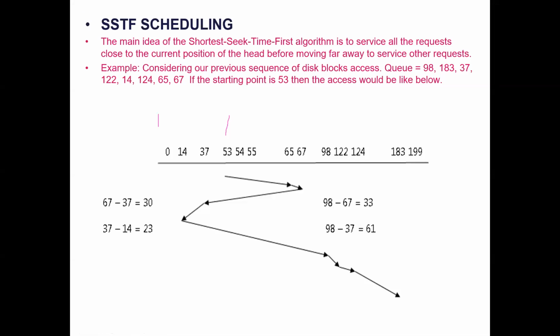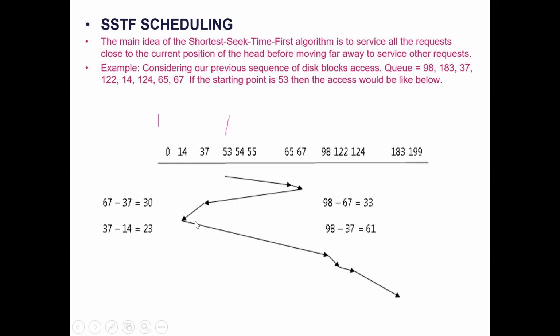So what we have to do, we have to find the nearer value from 67. We have to subtract 37 from 67, and 98 minus 67, that you can see here. Okay. So the subtraction between these two values is 30 and between these two values is 33. Obviously this 30 is lesser than this 33. That's why our head will move towards 37.